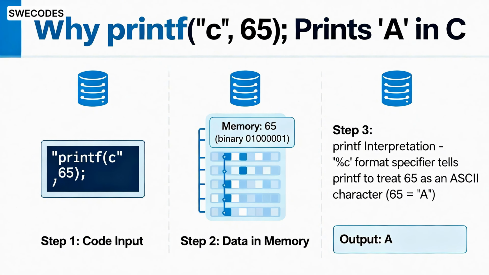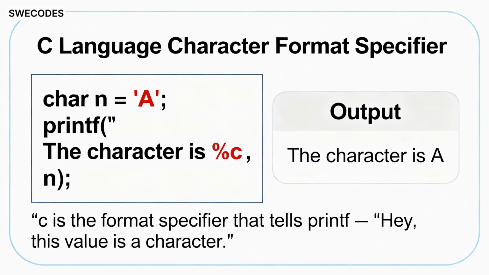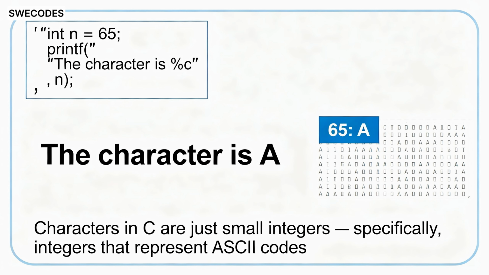In C, %c is the format specifier that tells printf, hey, this value is a character. Example: char n = 'A'; printf("The character is %c\n"). Output: the character is A. Simple enough, right? But here's where it gets interesting. Try this instead. int n = 65; printf("The character is %c\n"). Output: still A. Why?